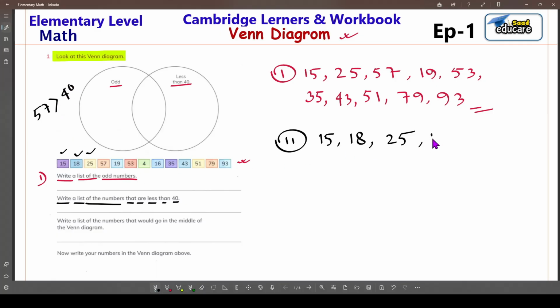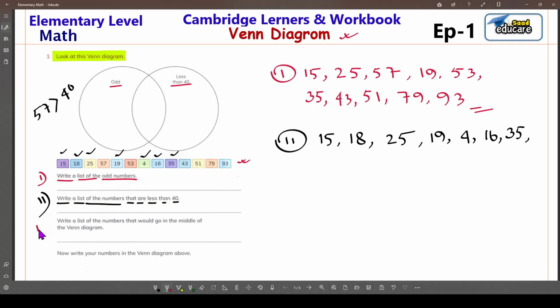Then 19, 4, 16, 35. Then 43 we cannot use, 51 also not, 79 not, 93 not. So here it is only 15, 18, 25, 19, 4, 16 and 35. So question 2 is done. The second question we already finished and I hope you cleared this one.